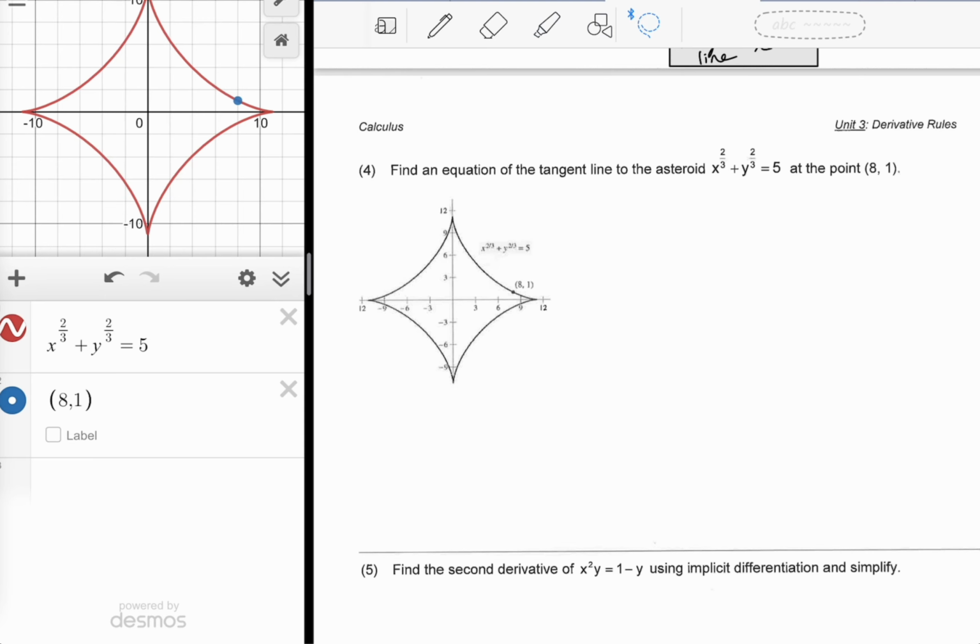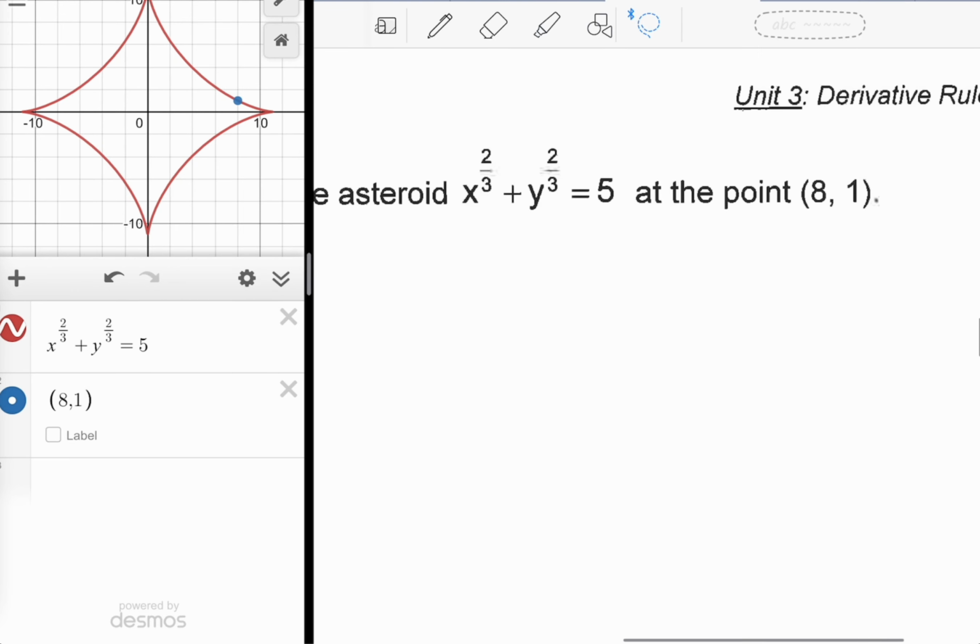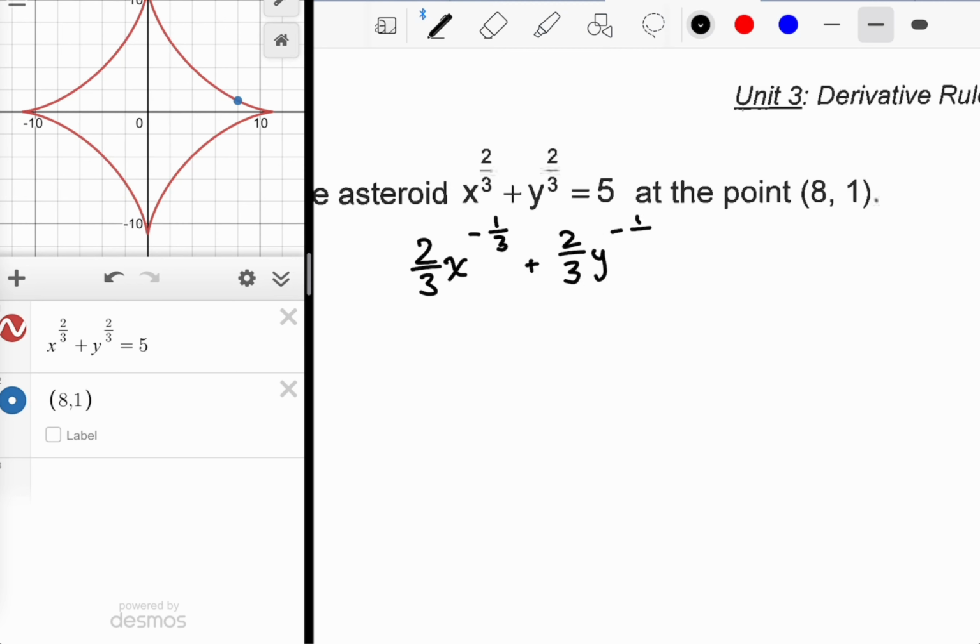Alright, so derivative. We need to compute the derivative using implicit differentiation. Power rule in each case, but when you apply the power rule for the y term, we're just going to slap on a dy dx. So 2/3 x to the negative 1/3 plus 2/3 y to the negative 1/3 times dy dx. A lot more streamlined as we go forward. Now it's just a matter of getting dy dx alone.